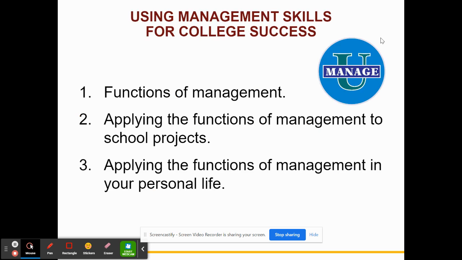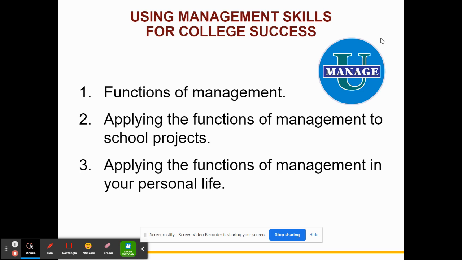Okay, using management skills for college success. We're going to talk about the 4 functions of management in a little bit, but you'll see when they are introduced how closely they relate not only to college success, but to success in your high school careers and, frankly, all aspects of life, whether it be activities you're in or jobs you are in currently. Those functions of management are pretty ubiquitous in terms of being a successful individual.